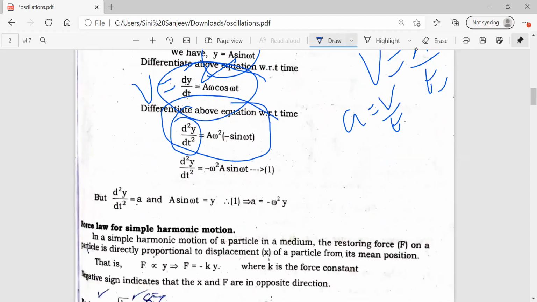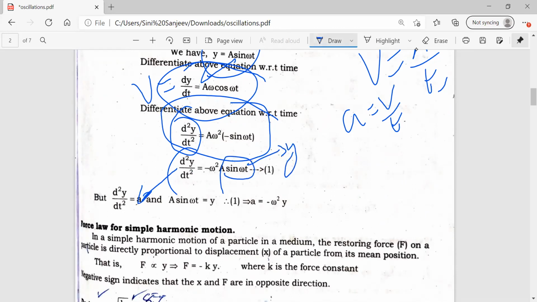Now coming to this, I'm putting it as a square. Let me just put this thing. This is my a. And a sin omega t is the function value y. Y is equal to a sin omega t, this particular thing we're just substituting. And a is equal to minus omega square y. So we have just proved that also. That's all.